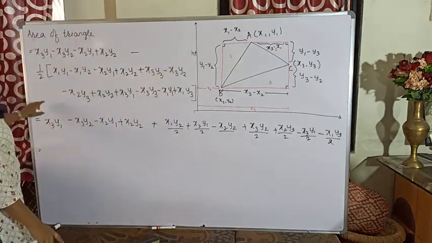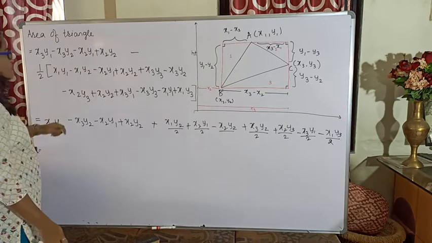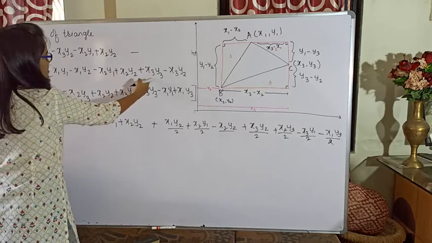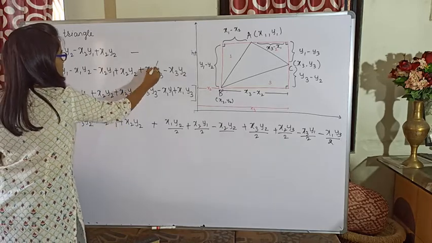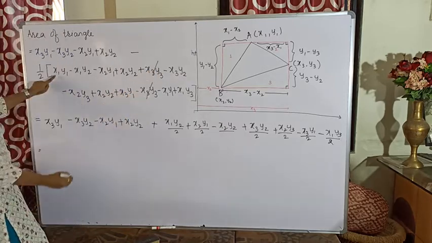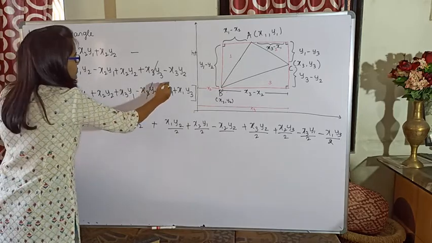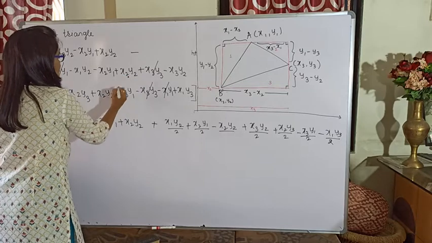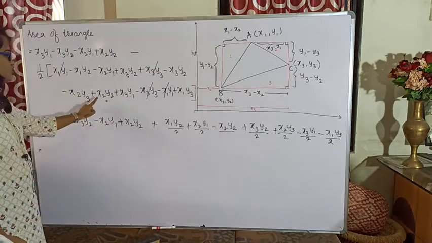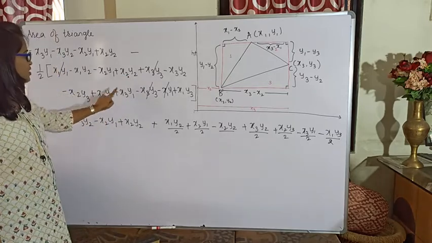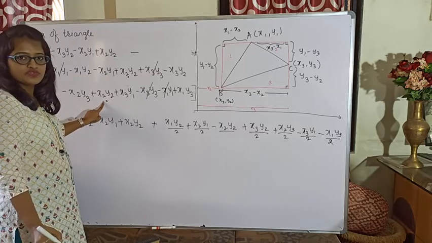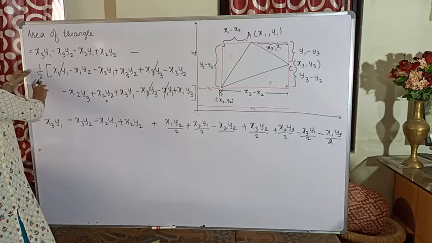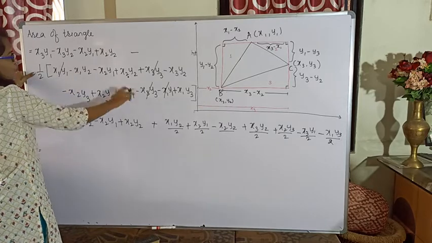Now further, what I have done, I have just cancelled out whichever are the like terms. Now here, as I can see, x3 y3 and x3 y3, this is plus and this is minus, so it will get cancelled out. Similarly, this x1 y1 is plus and this x1 y2 is minus. But here are two terms which are like and both are positive. So these two terms will be 2x2 y2. Yes.